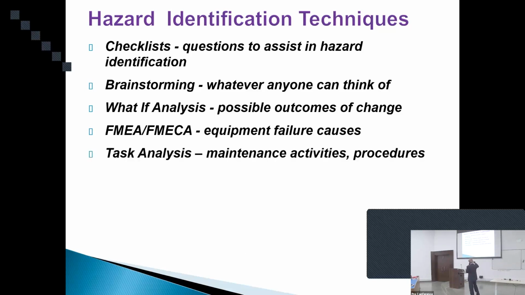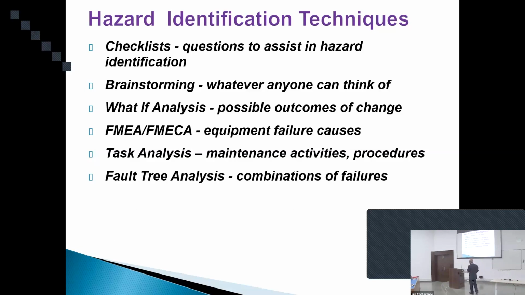Then task analysis, which covers maintenance activities and procedures, these are all tasks. Then fault tree analysis. The fault tree shows how the tree is built up depending on each fault. If one failure happens, what will happen at the next stage? If that failure takes place, what will happen at the next stage? It comes to a top event.